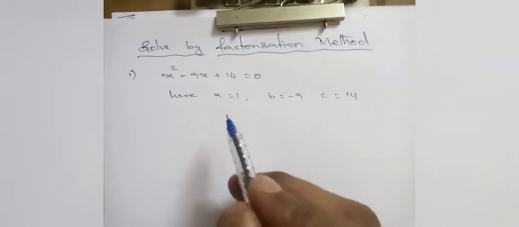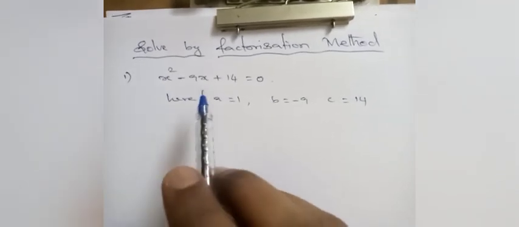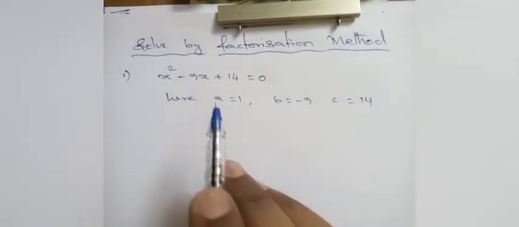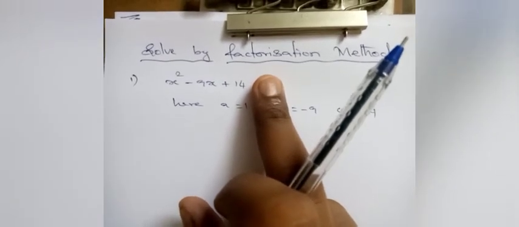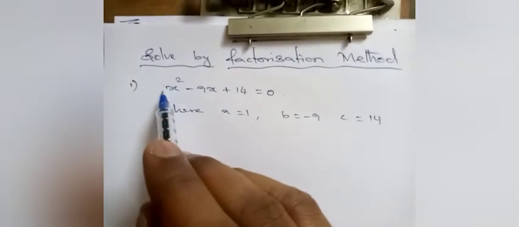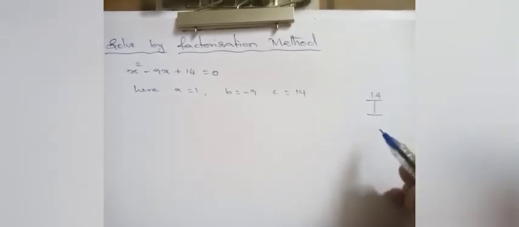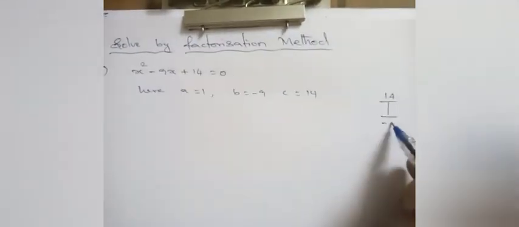Now, how to find the roots or solutions of this quadratic equation? This is nothing but, as for this quadratic polynomial, we already know how to find the zeros of the polynomial, right? The same method you follow. Here it is 1, right? So 1 into 14 is 14. That is the method I said, right? Here minus 9, so the sum is minus 9.